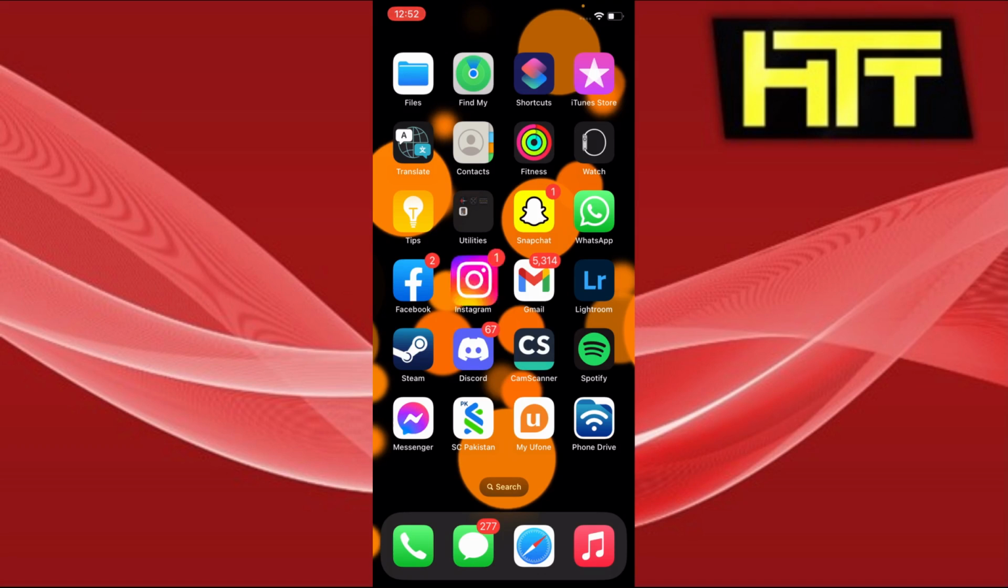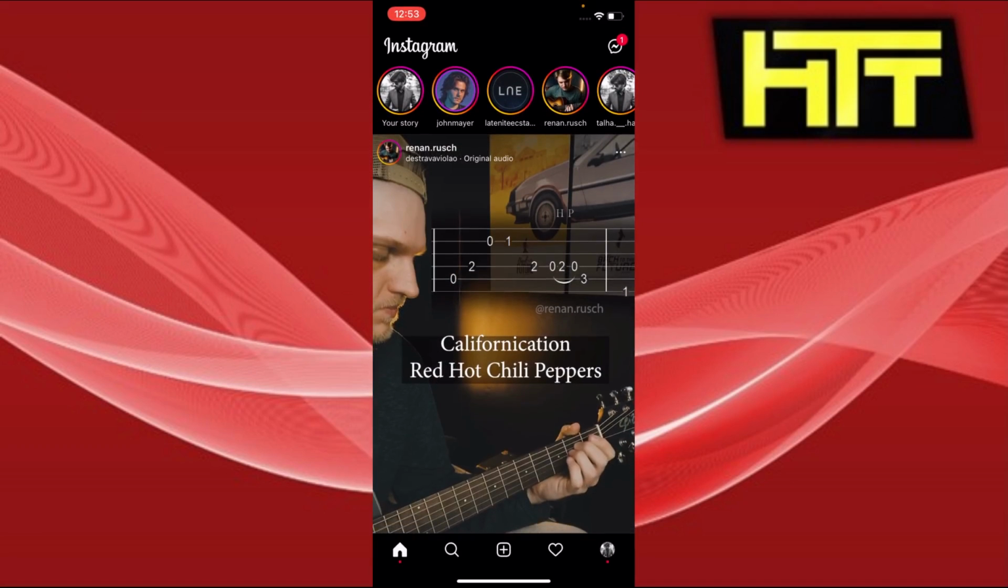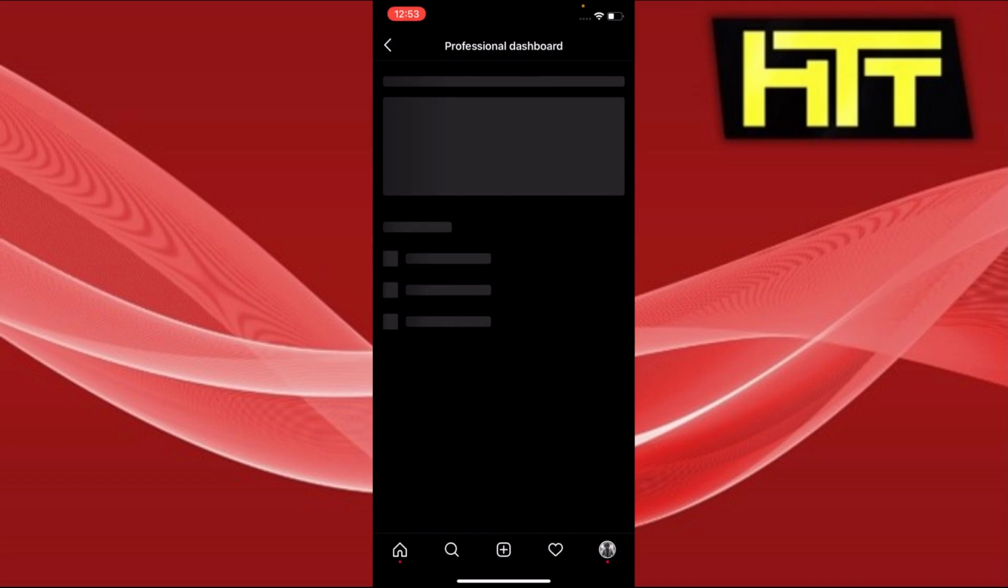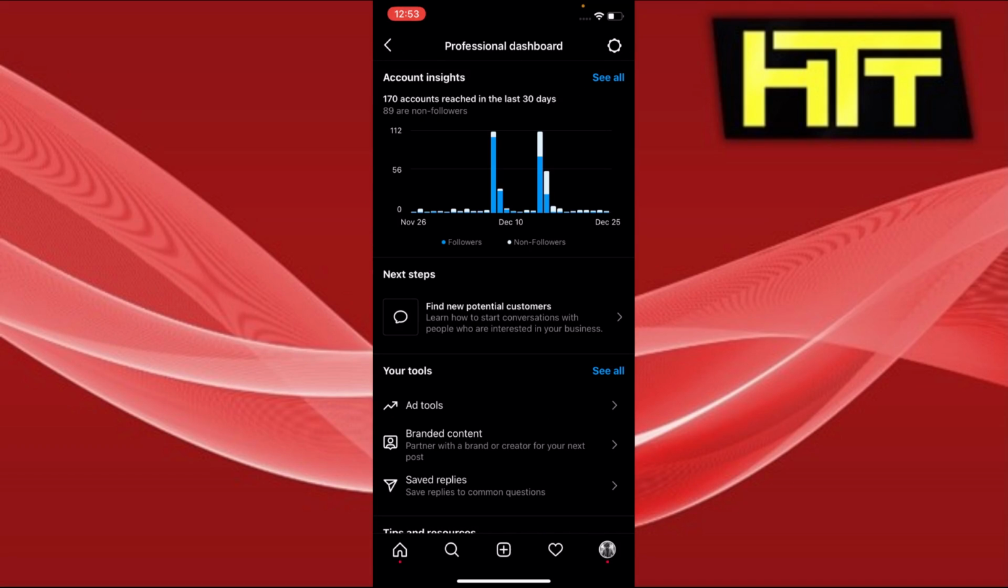First of all, I'm going to open up my Instagram. This, my friends, is a public profile, and it is a creator profile. On creator profiles you have this professional dashboard on which you can see how many accounts were reached in the last 30 days, and how many of those were followers or non-followers. Here it says 89 are non-followers. Basically, you possibly could have had 89 stalkers.